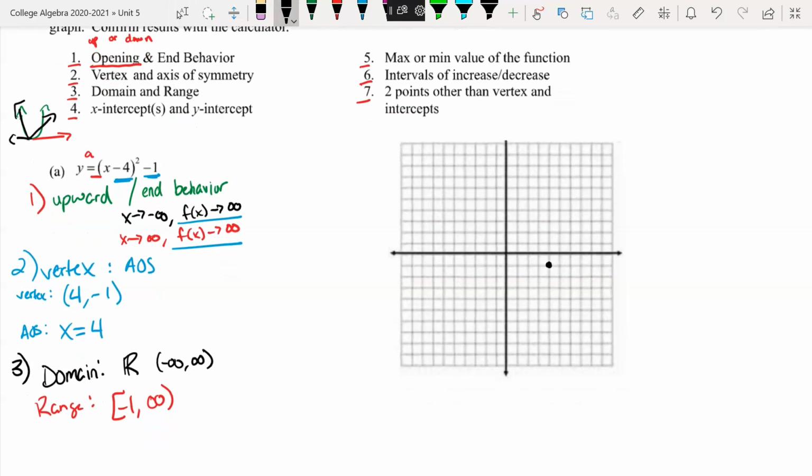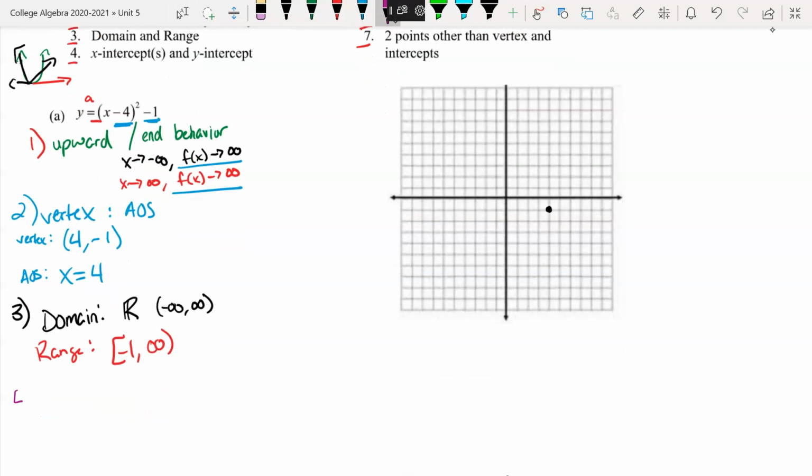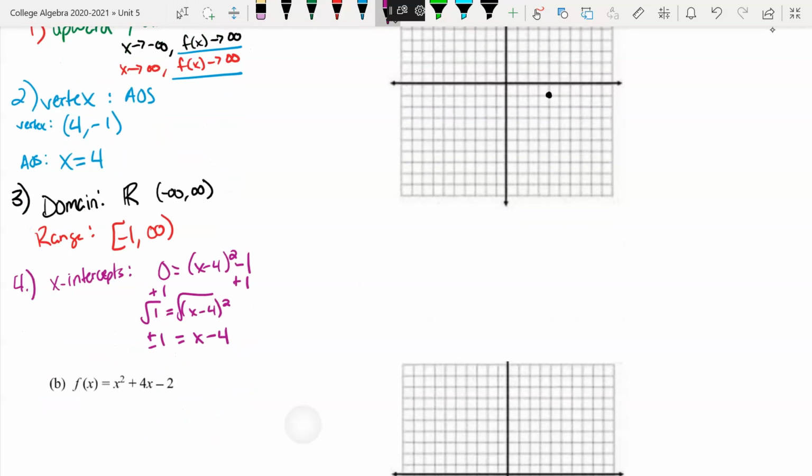Now the hardest part, I think, is the intercepts. To find your x-intercept, you're just going to plug 0 in for y and solve. So I'm going to rewrite the equation. I'm going to say 0, and I'm going to solve it. So I'm going to add 1, square root it, plus or minus 1 equals x minus 4. I'm going to add 4. So my x-intercepts are going to be 4 plus 1, which is 5, or 4 minus 1, which is 3. So that means it's going to cross the x-axis at 3, which is right here, and 5, which is right here.